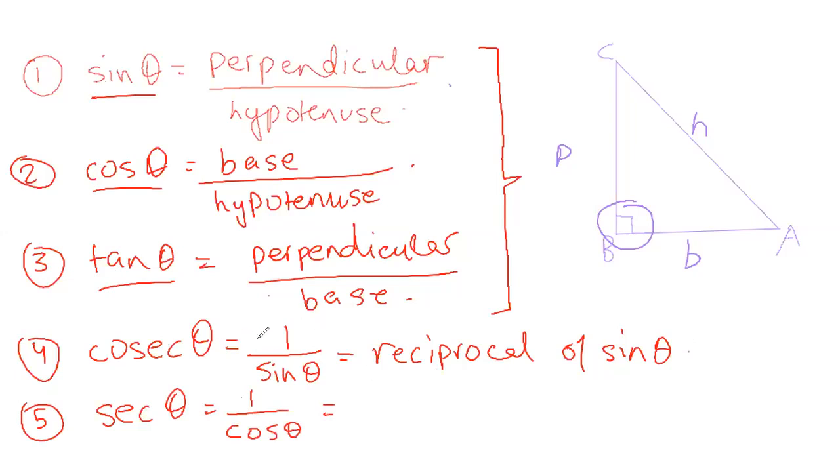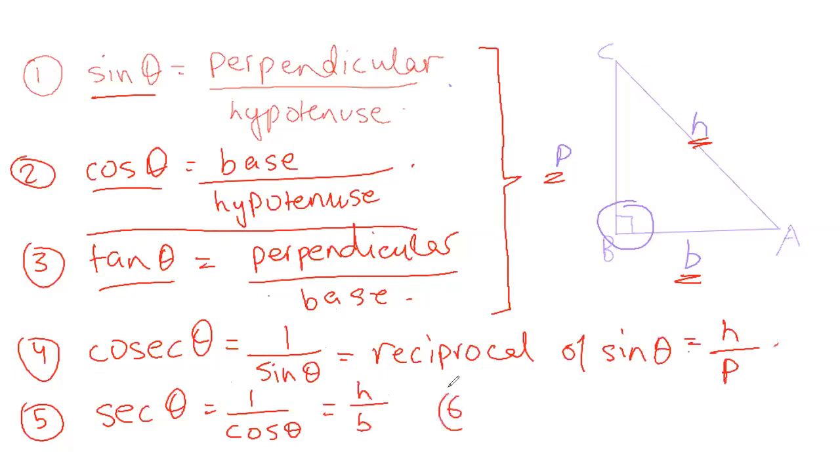Cosecant theta, if it is the reciprocal of sine theta, which is perpendicular upon hypotenuse. If I say that perpendicular is referred to as P, base is referred to as B, and H is referred to as hypotenuse, can I say that cosecant theta, the reciprocal of sine theta, is hypotenuse upon perpendicular? And our secant theta is 1 upon cos theta. Cos theta is base upon hypotenuse, so secant theta is 1 upon base upon hypotenuse, that is hypotenuse upon base, or simply H upon B.